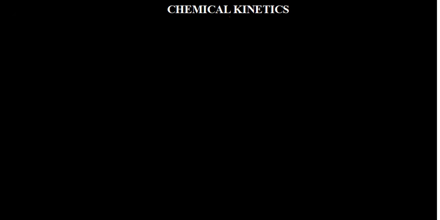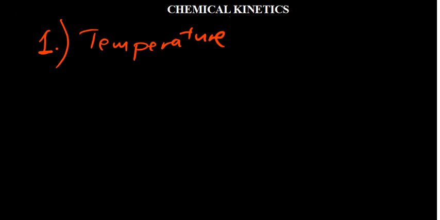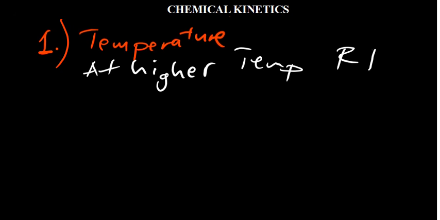I believe from high school we've talked about the factors that affect how fast the reaction progresses. These include temperature. Generally speaking, at higher temperatures we expect that the reaction is going to go faster. At higher temperatures the reaction rate is going to be faster, so the k constant is greater at higher temperatures. So why is it so?